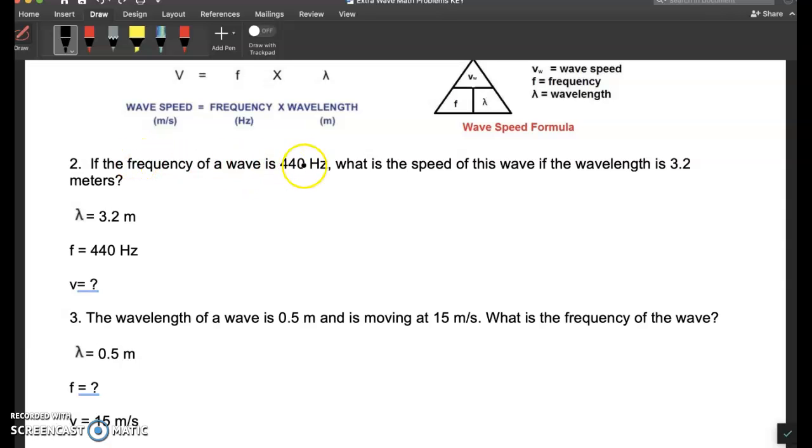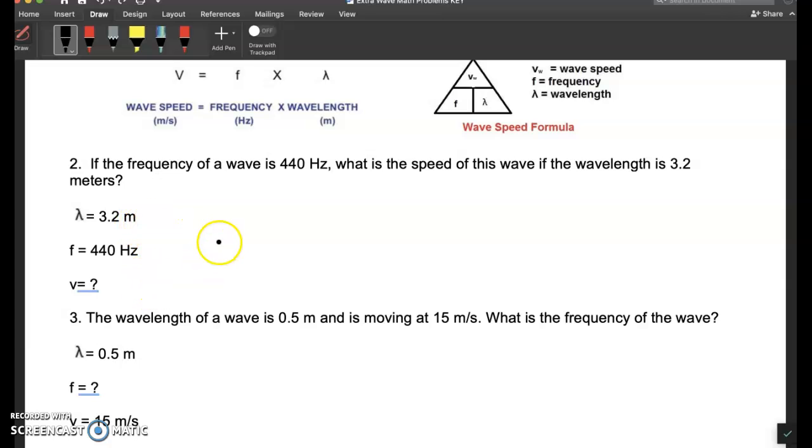If the frequency of a wave is 440 hertz, so I know that's one of my givens, frequency is 440 hertz, so always write down your givens. What is the speed of the wave, which is v? And I already know my answer will be in meters per second. If the wavelength, lambda, is 3.2 meters.